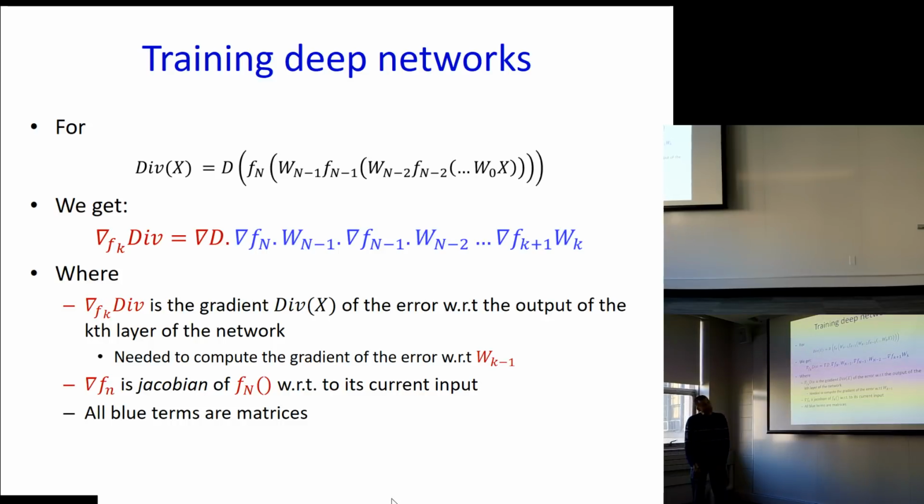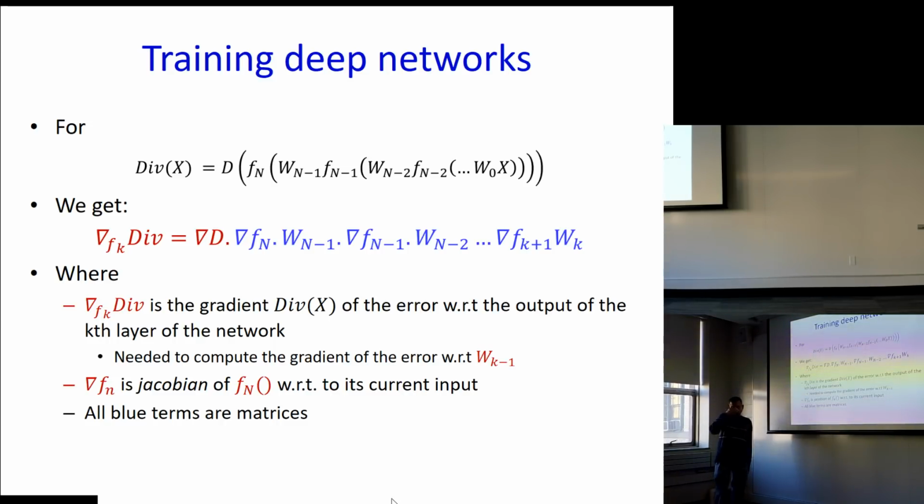Now we've seen this several times in the past. When I've written the derivative of fn, this is actually the Jacobian. I'm just using a standard notation so the whole thing looks uniform. Now all of the blue terms over here are matrices, right? The red term is a vector.